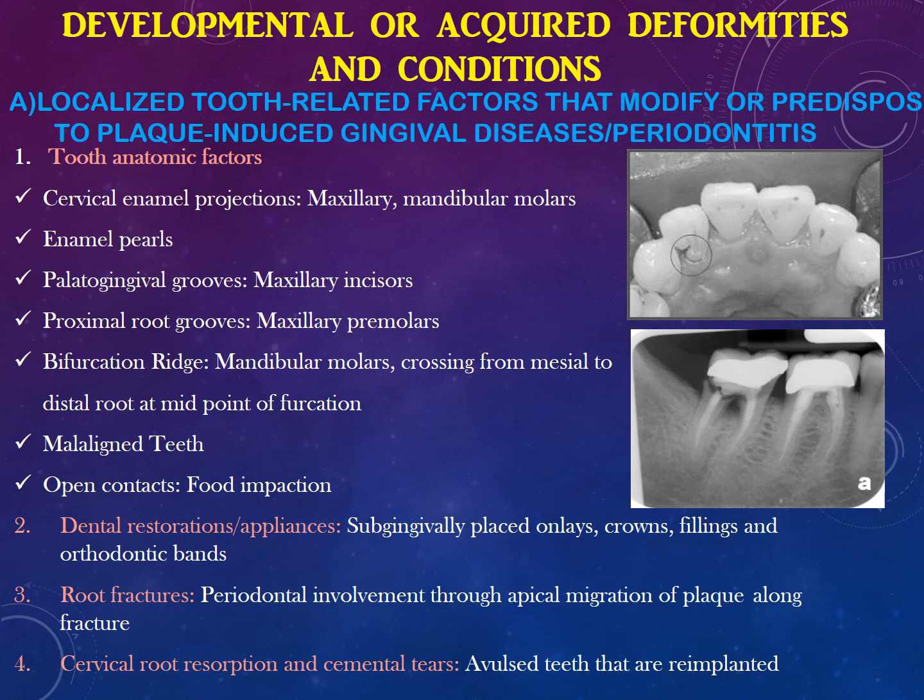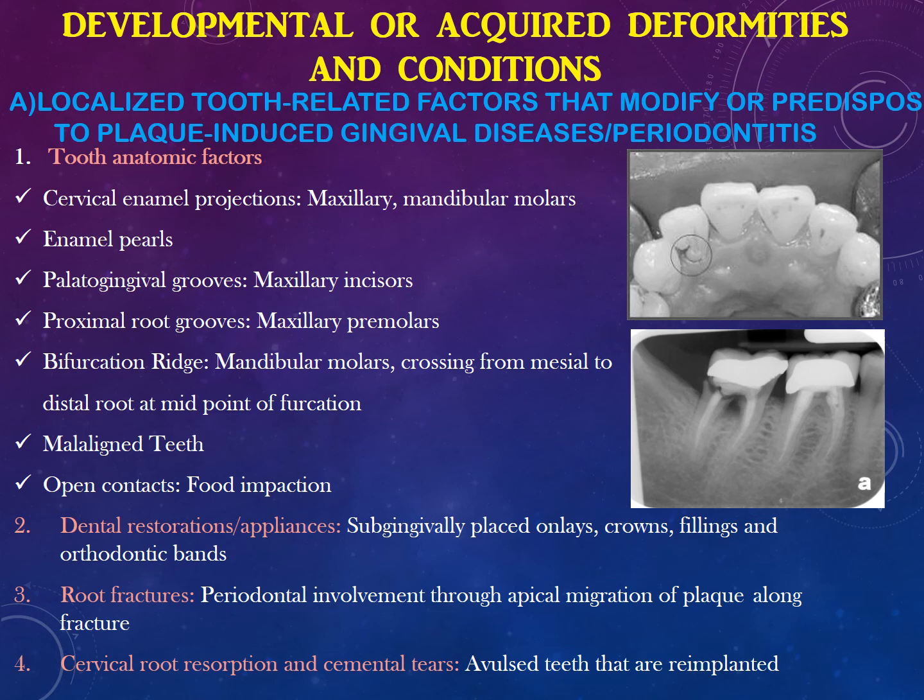The subgingivally placed onlays, crowns, fillings, and orthodontic bands may impinge on the biological width by being placed deep in the sulcus or within the junctional epithelium. Thereby, it promotes the inflammation and loss of clinical attachment and bone with apical migration of junctional epithelium.